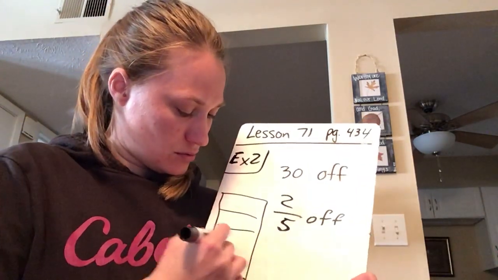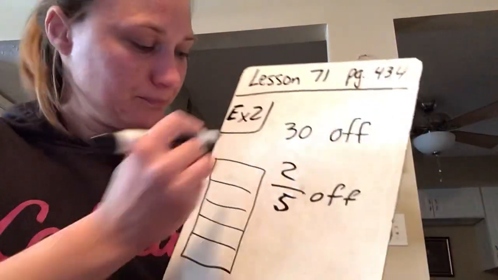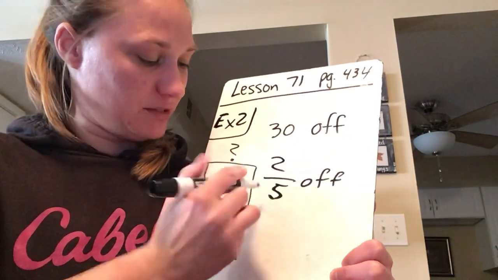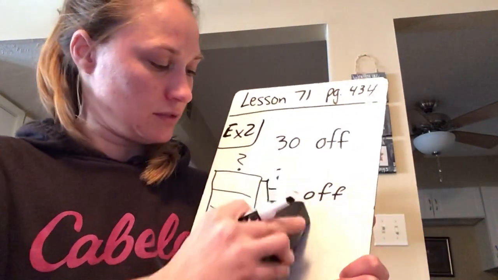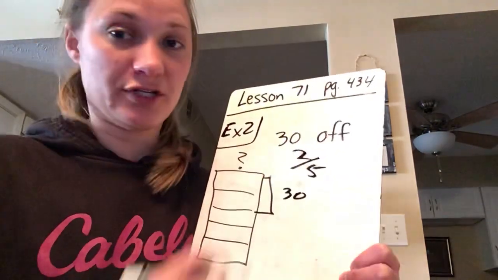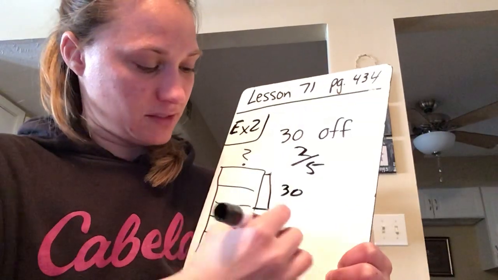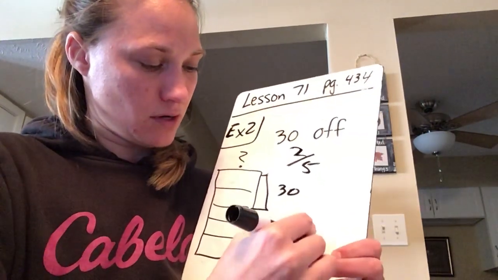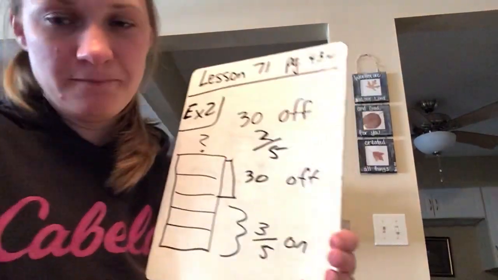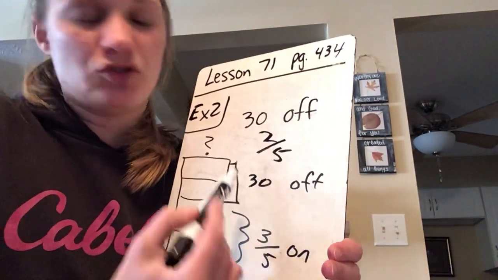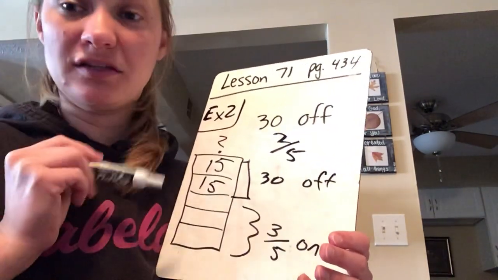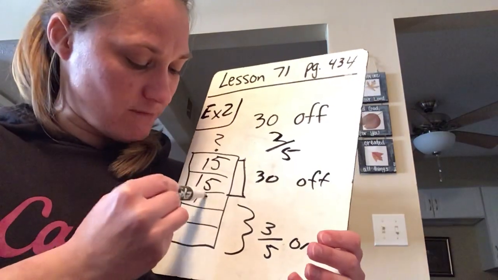So, fifths. Again, we don't know how many total lights, but we know that there's 2/5, and that's worth 30. 3/5 on, 30 off. You see? And since we know this 2/5 is 30, we can divide 30 by 2 and learn that each part of those is going to be worth 15, which means everything's 15.